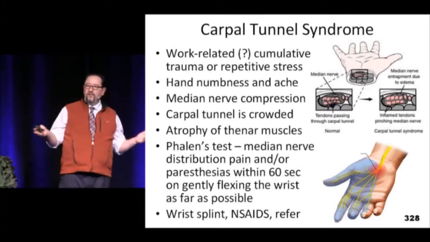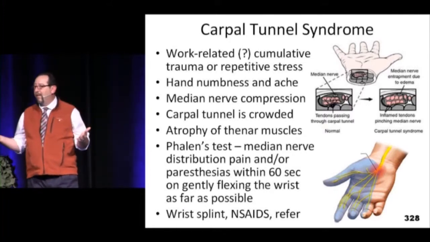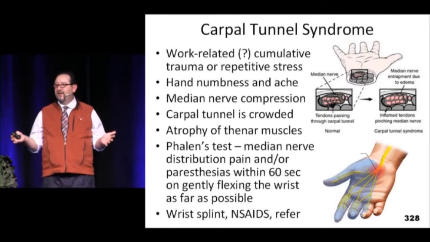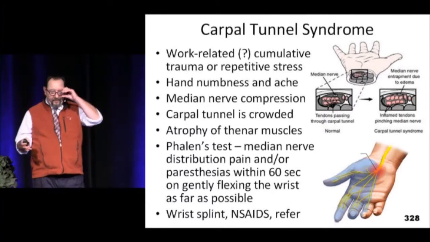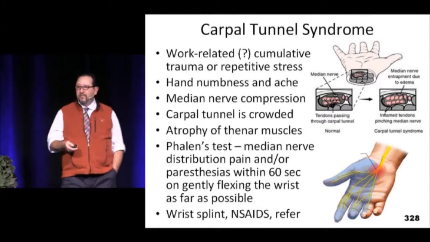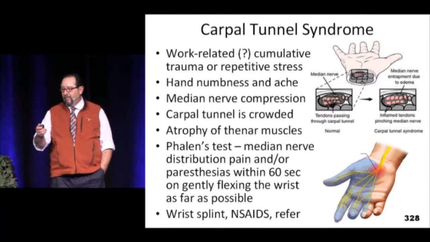There are a variety of clinical maneuvers. The recent one that's most in vogue, if you wanted to talk about it, is the modified Phelan's, which is where you do the Phelan's test and you add two-point sensation to it after they've been in the position for a little bit. Wrist splint, NSAIDs, refer. Sometimes the tunnel needs to be opened up and decompressed for them to have relief.